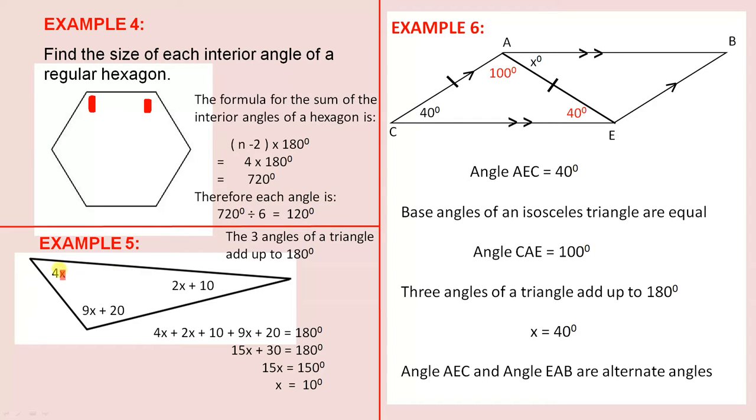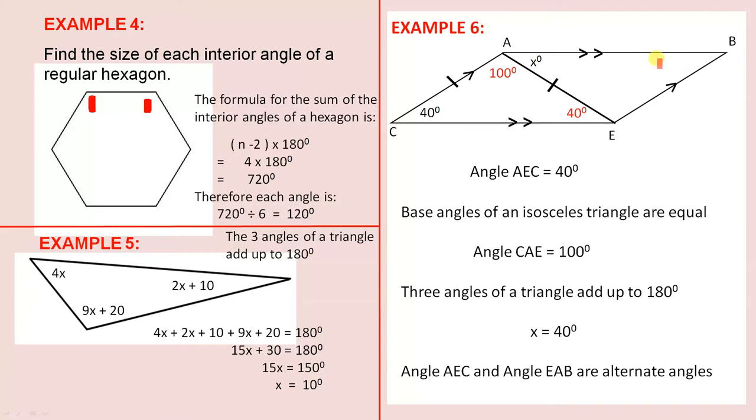We're given a triangle here, and here are the three angles. We know that the three angles of a triangle add up to 180, therefore we can add all those up. All those terms can be added up, as I've done here, and you let that equal 180. Some simplification gets us to that line. 15x is 150, so x is 10 degrees.